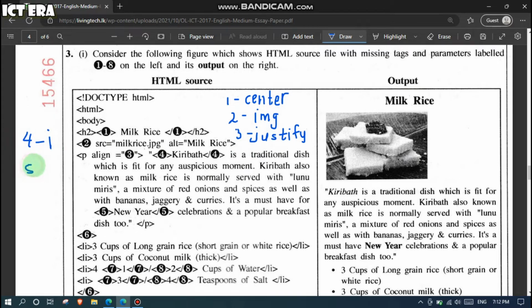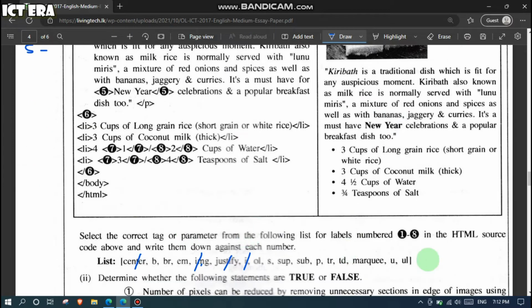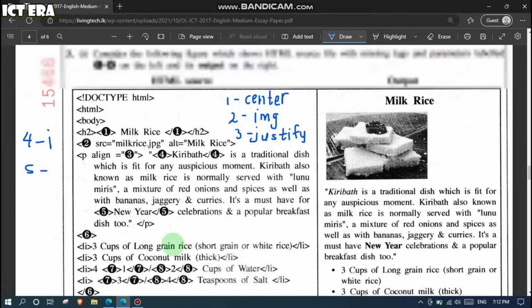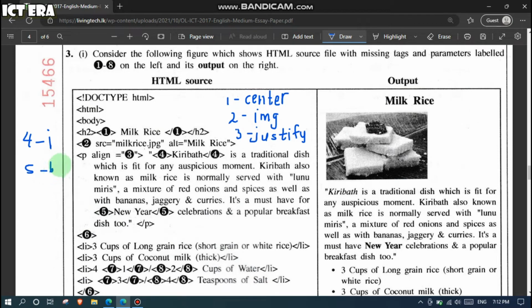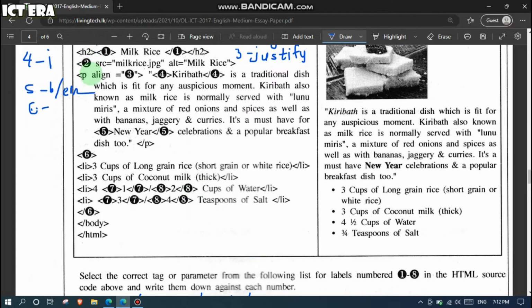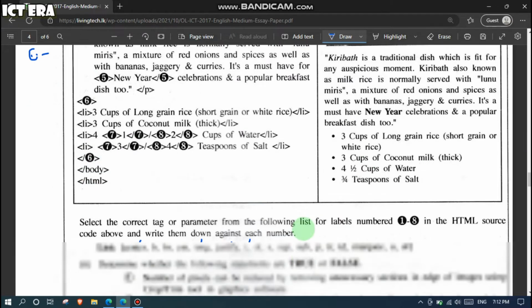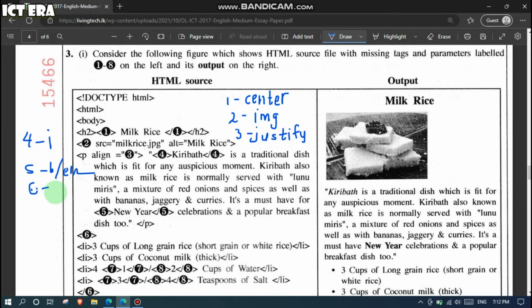Then the fifth one, New Year has been bolded, so I can use B. Or else I can use emphasize. Both are correct. Then the sixth one, p align is closed. Then what list? It should be UL, unordered list. UL.